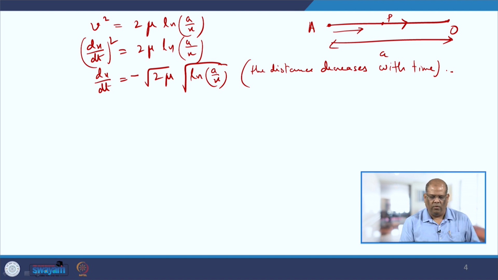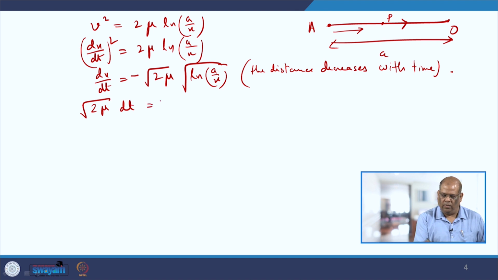So, now you have to integrate this differential equation and find a relation between x and t. We just use the separation of variables and you will get root 2 mu dt is equal to dx by root of ln a by x with a negative sign.